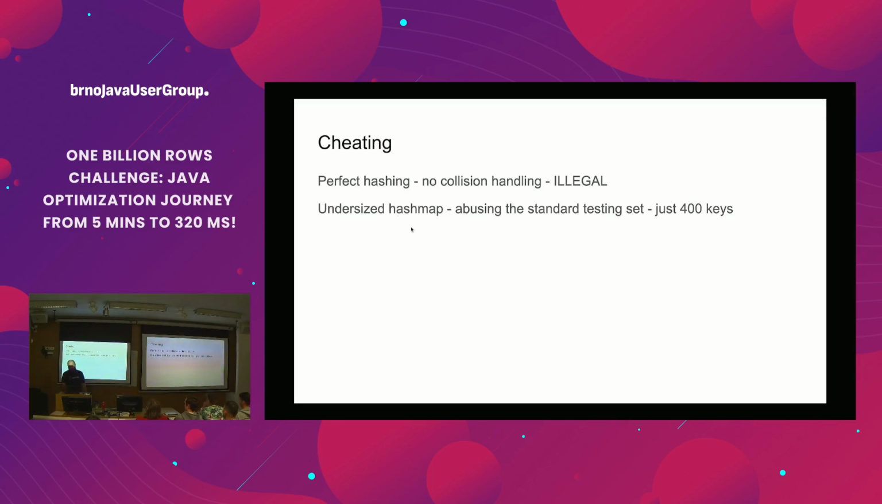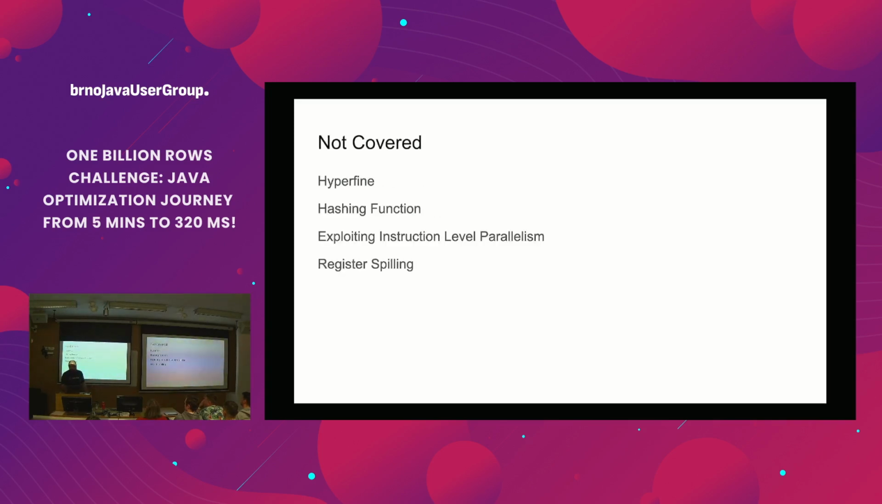Another way people tried to cheat, usually unintentionally, was abusing the dataset. A map implementation which could accommodate these 400 keys from the testing dataset, but would fail or end up in an infinite loop with the 10,000 keys dataset.